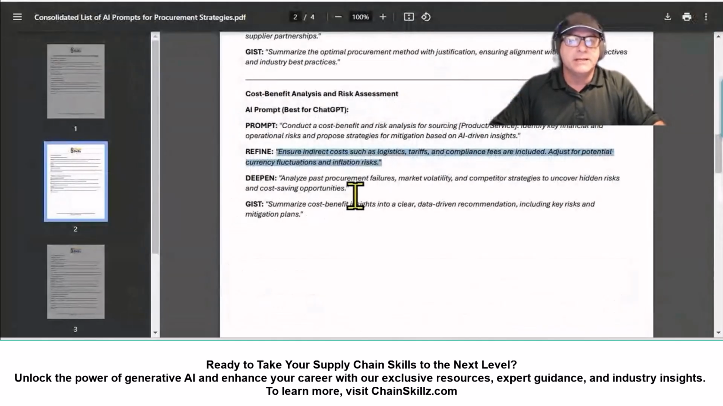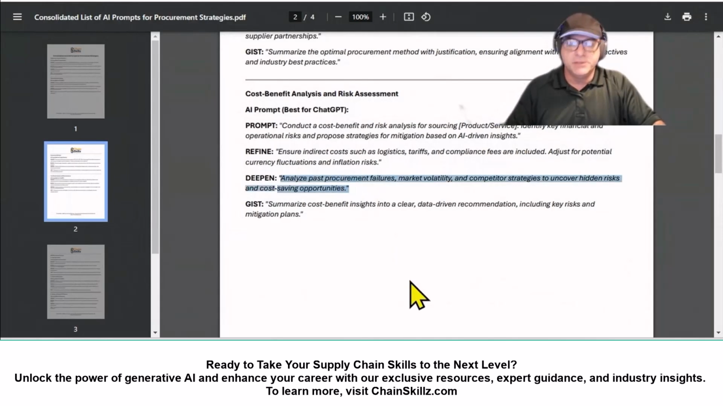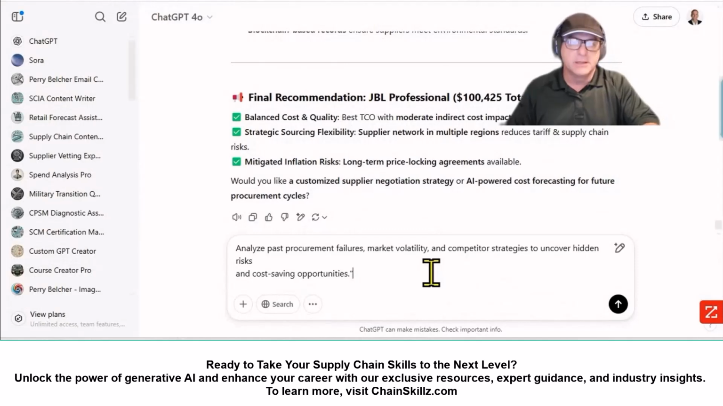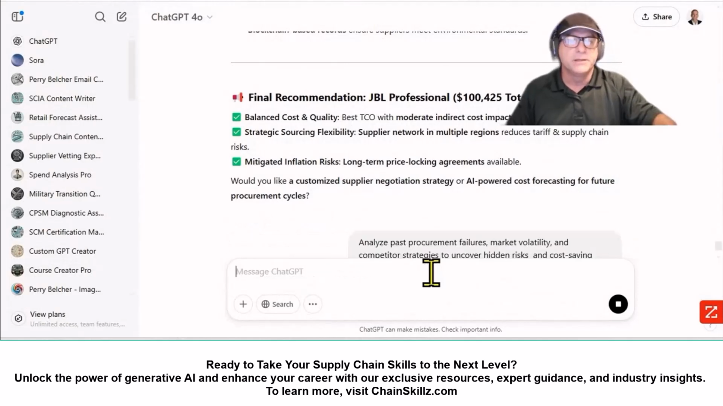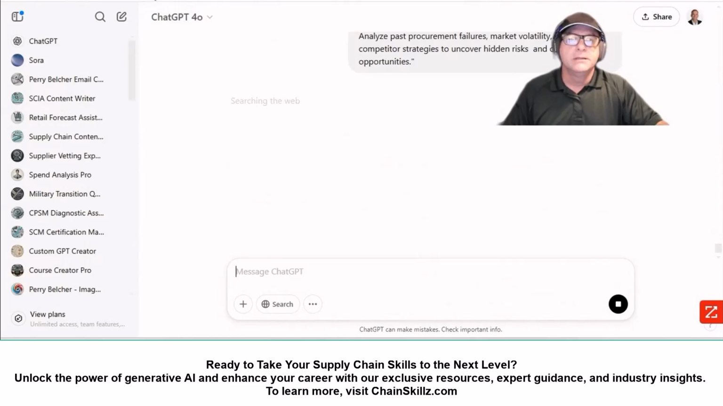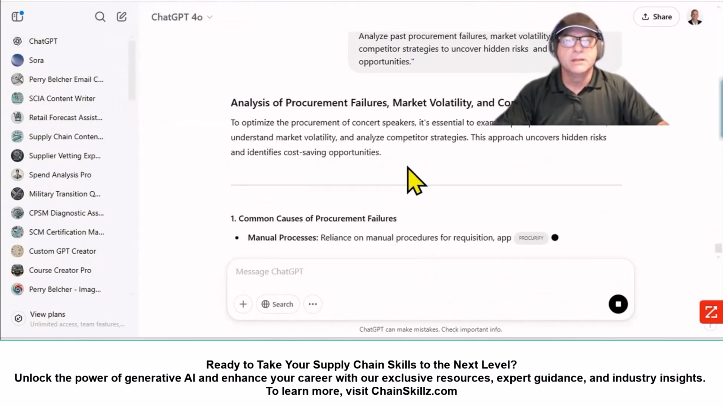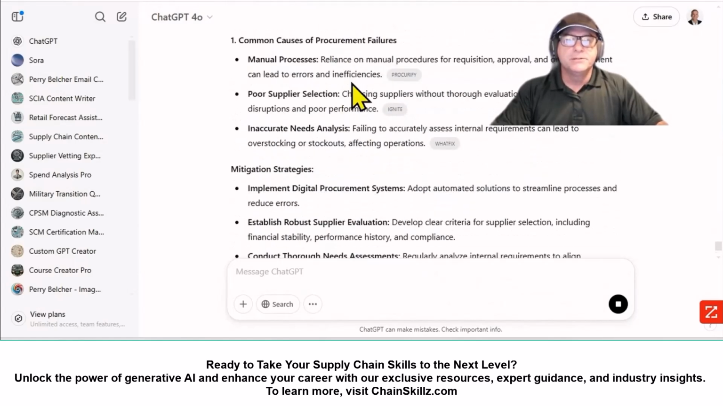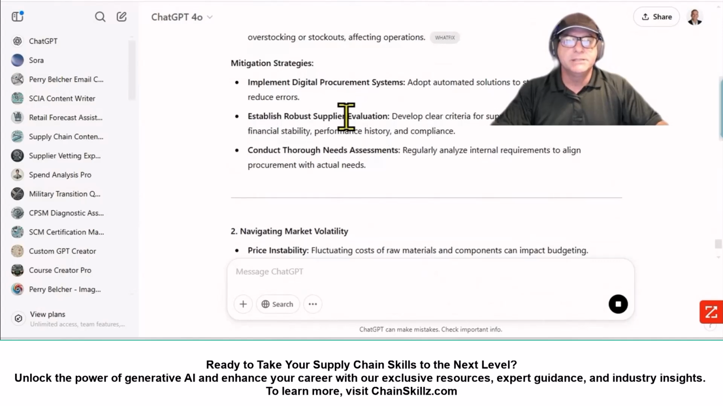Now let's analyze past procurement failures, market volatility, and competitor strategies to uncover hidden risks and cost savings opportunities. Let's dig a little deeper. Now it's going in a little bit deeper and going through it. All right, some common causes of procurement failures, mitigation strategies, supplier evaluation. We've hit that a couple times.